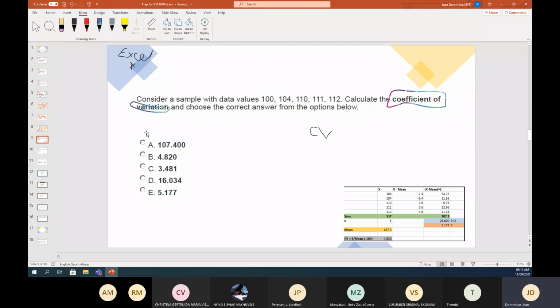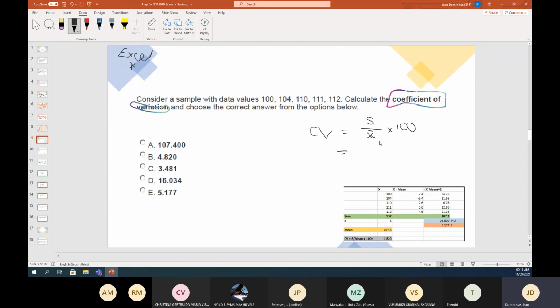And with this one, you see that they give you the data. So for coefficient of variation, what you need is your sample standard deviation and your mean, and then you multiply that by 100.